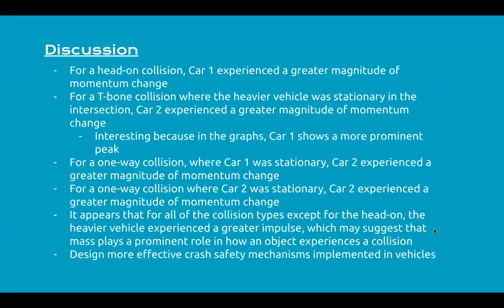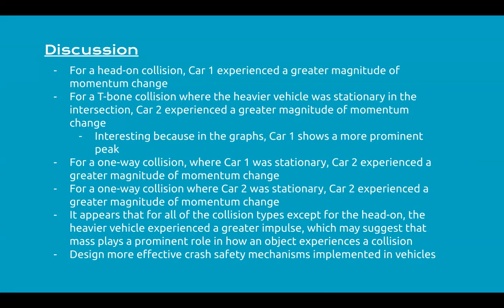So for a head-on collision, car 1 experienced a greater magnitude of momentum change, which makes sense as we can visually see from the graph produced that car 1 experienced a greater force of impact than car 2. For a T-bone collision, while the data generated does say that car 2 experienced a greater impulse, we may attribute this to a malfunction in the force sensor, as we see visually from the graphs that car 1 experienced greater dips in position, velocity, and acceleration, which impact momentum ultimately. For both the one-way collisions, we see that visually the graphs produced are almost inverses or opposites of each other, which I found to be an interesting trend.